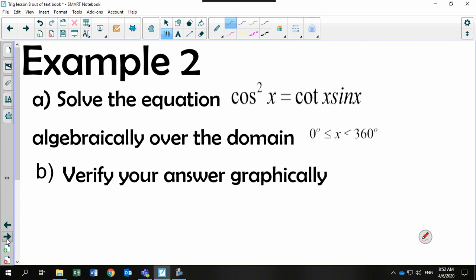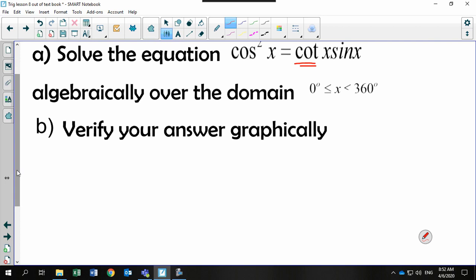Now, we're going to move on to example number 2 on the next page that has us solving with something like cotangent in it. So again, we do want to replace our reciprocal identities in our equation. So we have cos squared x equals cotangent x sine x. I'm going to replace this cotangent with what it's equal to, which is cos over sine.